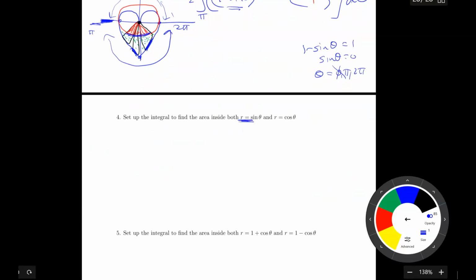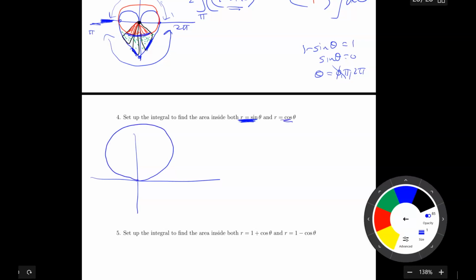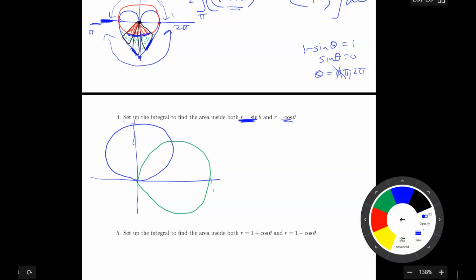All right, so let's look at inside both of these. So here I have r equals sine theta, so I'm going to draw it kind of large so we can see. So r equals sine theta looks like this, right? Okay. Then r equals cosine theta. Tried to get green here. There we go. Green cosine theta. Here it is right here, right? And they both are radius 1 circles. Okay. So inside both of them. So that's this area in here, right? Let's get some other colored dots in here. Anyway, okay. So this area in here.